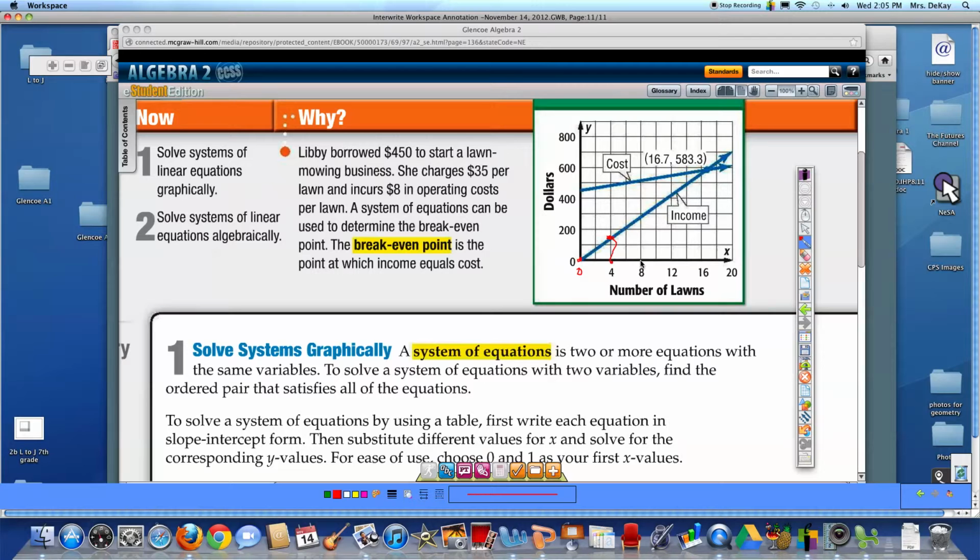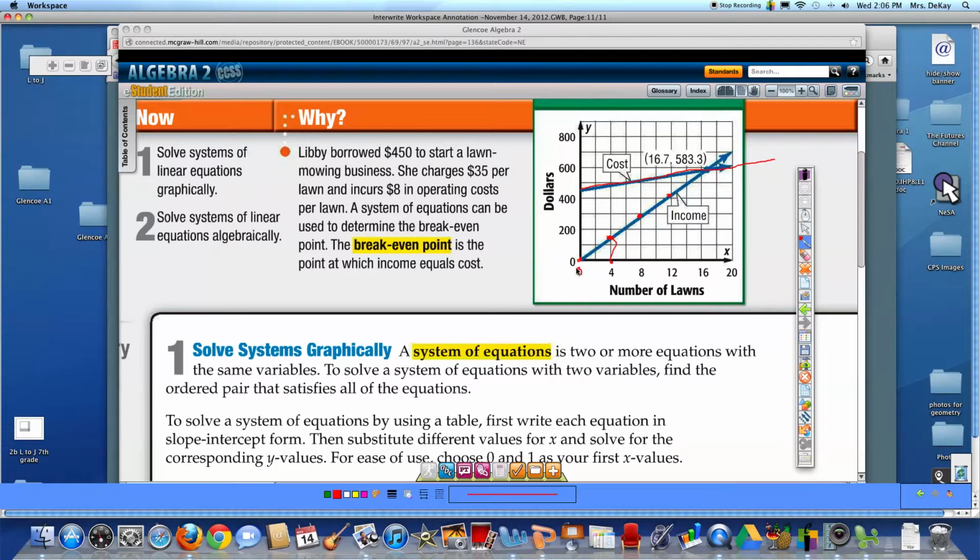And if she mows 8 lawns, she'd be up here at 280. If she mows 12 lawns, she'd be right here. So this is what this line is representing. This line is representing how much money she's making, okay? Her slope, or her rate of change, is very consistent because she goes up 35 every time, right? This line over here is representing her cost, how much it's costing her to run this business.